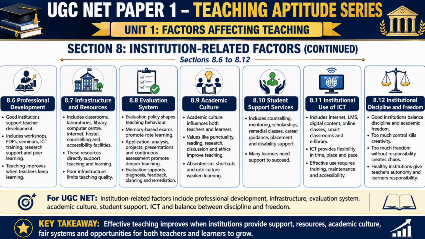8.12 Institutional discipline and freedom. A good institution balances discipline and academic freedom. Too much control kills creativity. Too much freedom without responsibility creates chaos. A healthy institution gives teachers autonomy and learners responsibility. So institution-related factors include vision, curriculum, timetable, teacher-student ratio, infrastructure, administration, professional development, evaluation system, academic culture, student support, and ICT facilities.